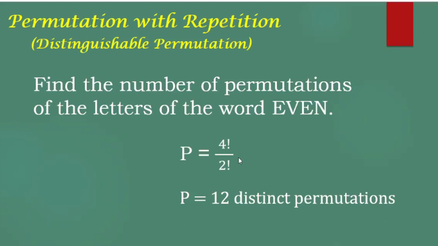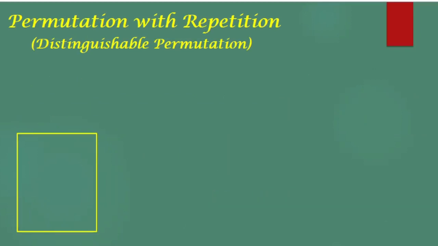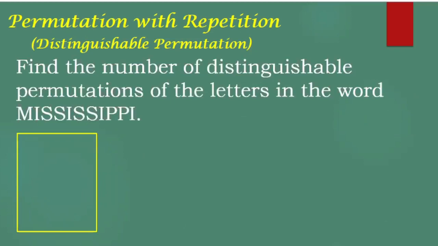Since we have 4 factorial, 4 times 3 times 2 times 1, and we have 2 factorial here, we need to cancel out the 2 factorial. So the remaining is 4 and 3. So 4 times 3 equals 12. So therefore, we have 12 distinct permutations from the word even. Okay? Another problem.